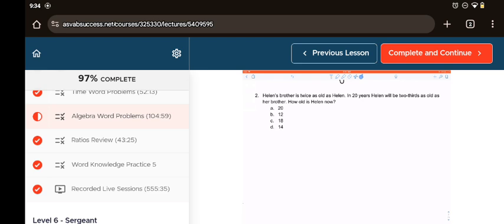And then I'm going to have you do number 3 on your own, okay? So number 2: Helen's brother is twice as old as Helen. In 20 years, Helen will be 2/3 as old as her brother. How old is Helen now? So let's call Helen H and her brother B, so it's easy to tell them apart.